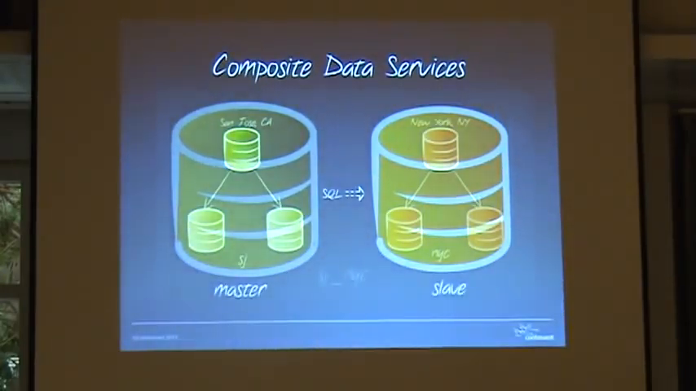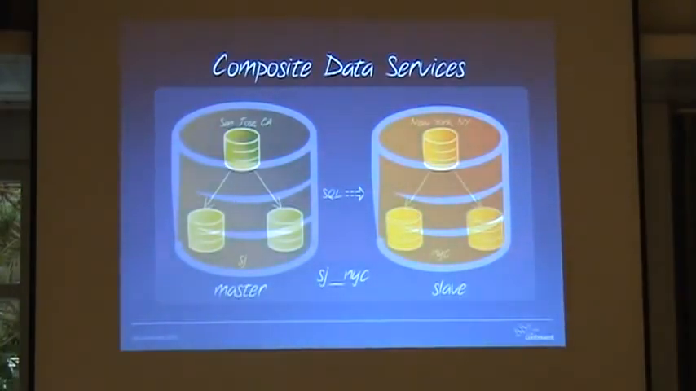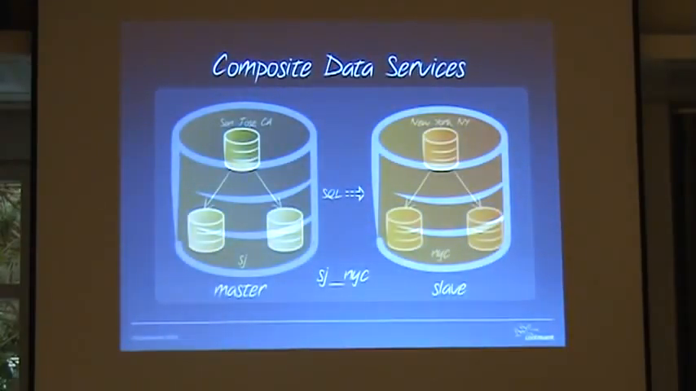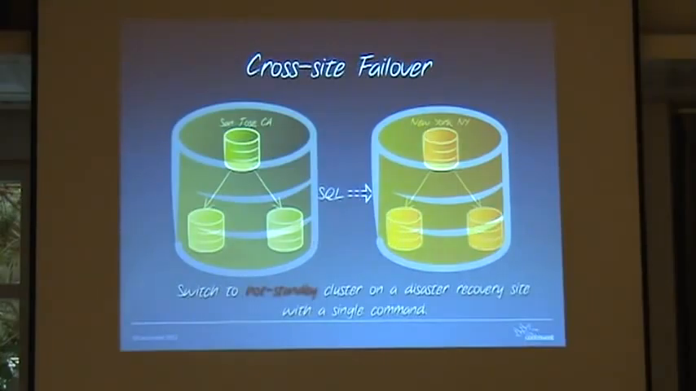But what is more, these two data services, which are across different sites, can work as a composite data service. And if one site fails, you can switch to a disaster recovery site, which has the data. We do not propose automatic failover for multi-site, because it's not secure, but we propose an automated failover. So it is fairly easy to do. There is a command for that, but it shall be executed by an administrator.